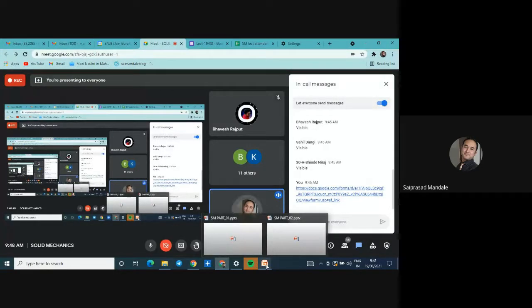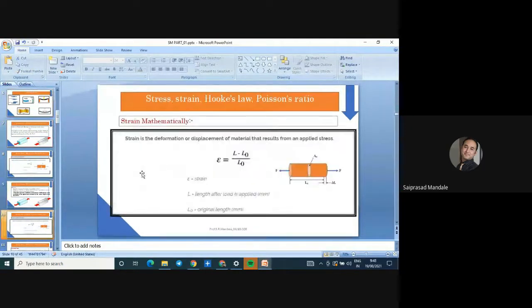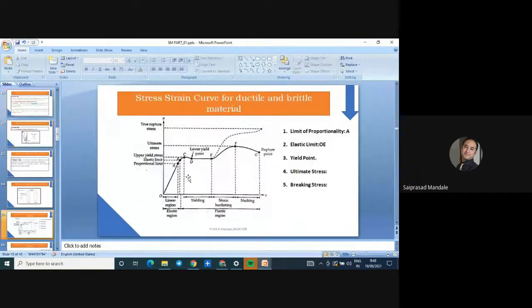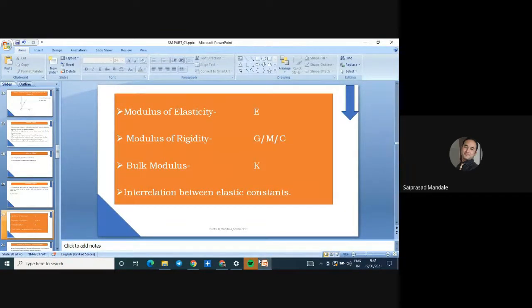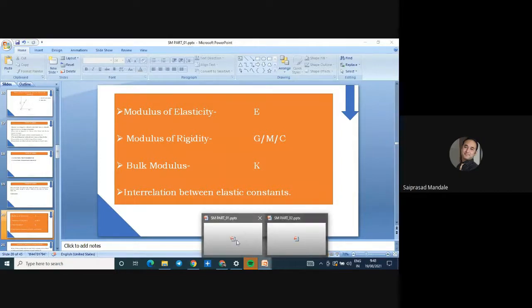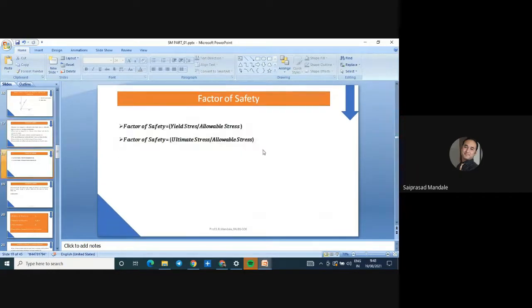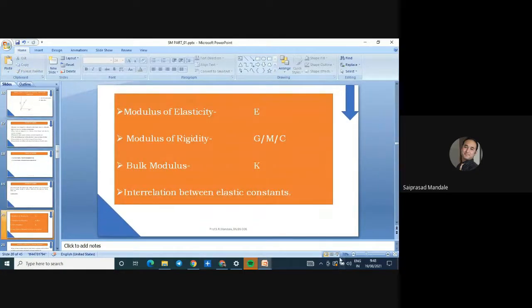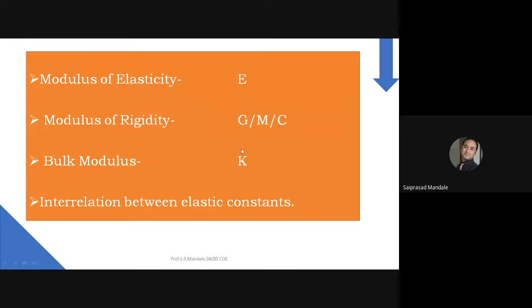Okay, so I'm going to start with a little bit of revision and then we'll move onwards. For the revision, stress strain is done, factor of safety, margin of safety. In part two, I have this revision. Now today's topic is the interrelationship between the elastic constants. So elastic constants E, G, K, these are the three elastic constants.